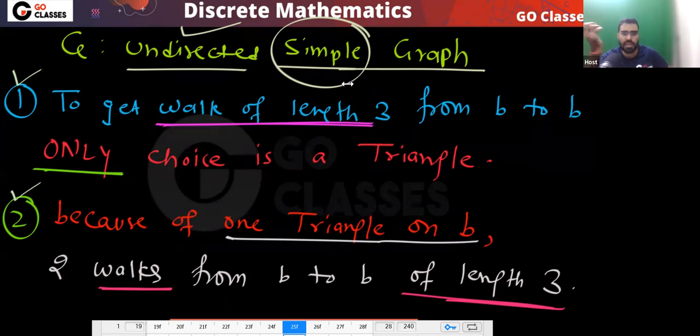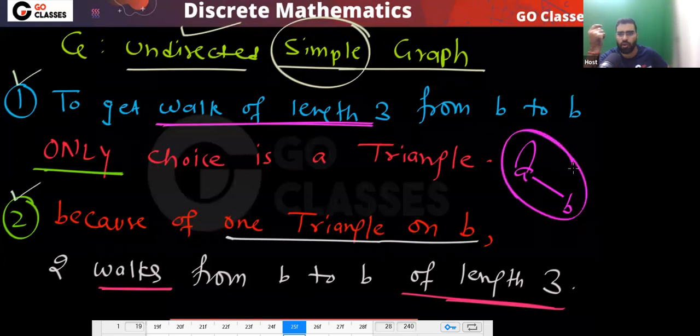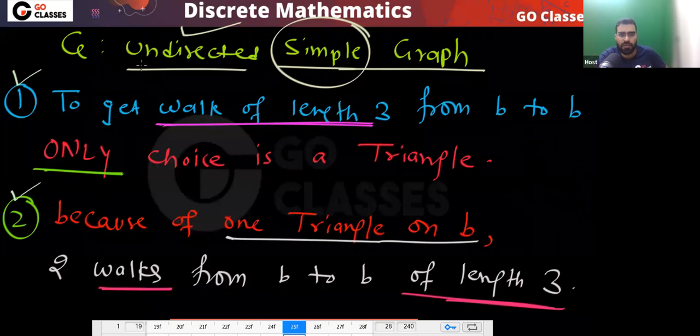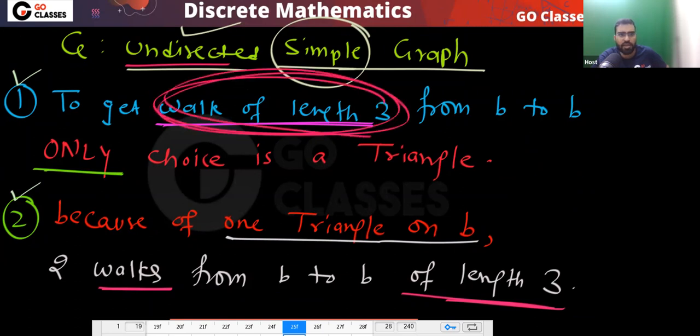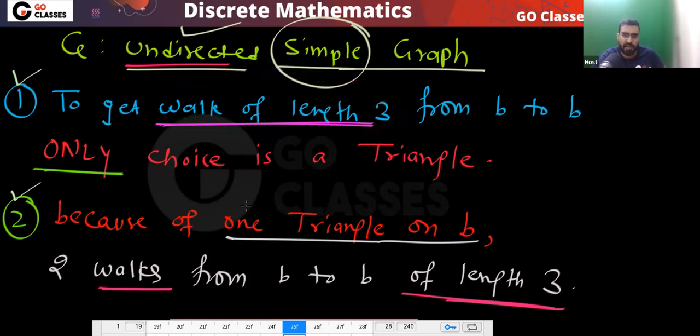Because of a self loop, without a triangle also, you can get a walk of length 3. Yes or no? So that is the reason if you have a self loop, this will not work. But if you have an undirected simple graph, then if you want to get a walk of length 3, you need a triangle. The only possibility is a triangle. And because of one triangle, you are getting 2 walks of length 3.